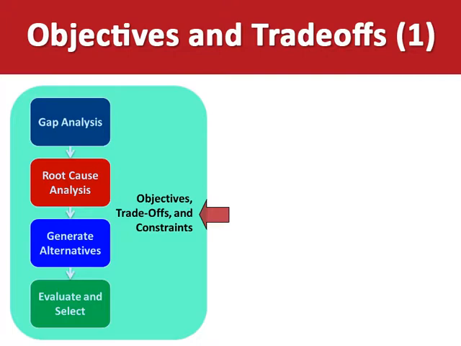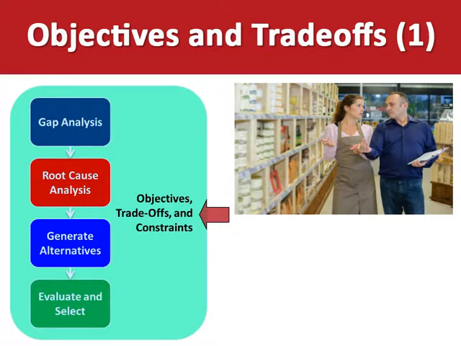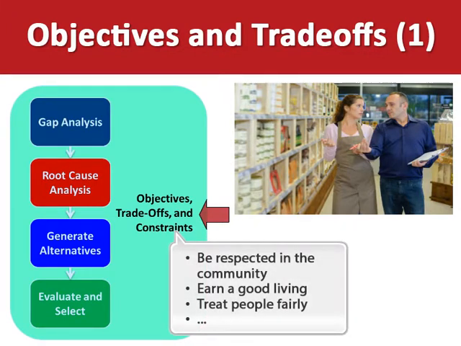So, for example, here with Doug, before he even knows he has a problem, he has some underlying fundamental objectives, like he wants to be respected in his community. He wants to earn a good living. He wants to treat people fairly. And there may be some other things. But these are independent of the problem, and these allow him to recognize when a problem arises.